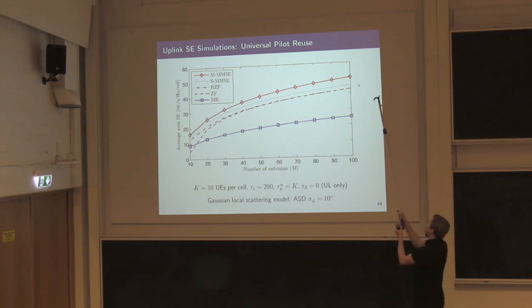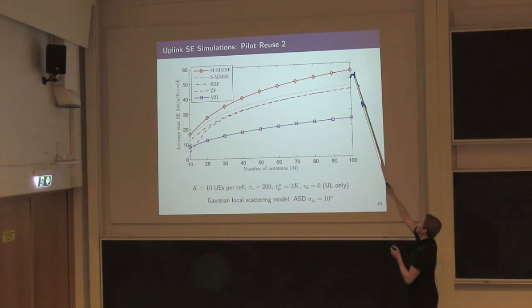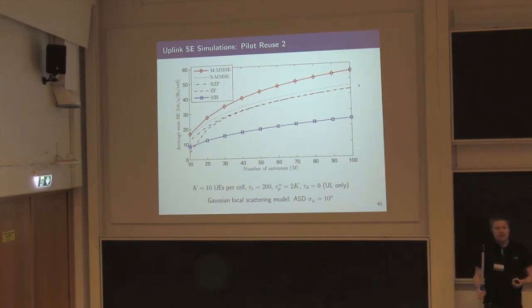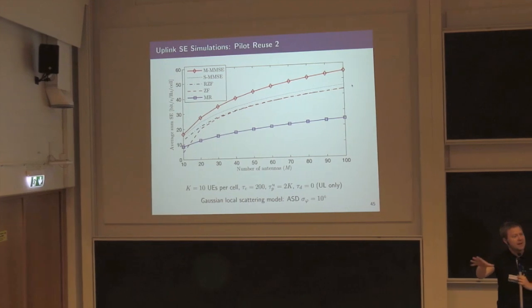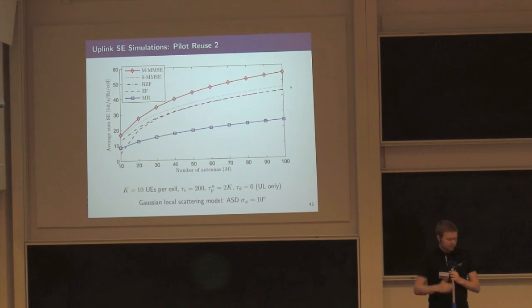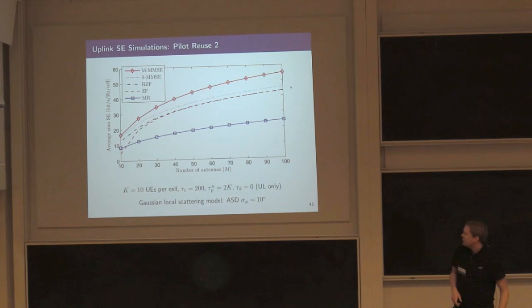What happens now if we add some more pilot reuse? Let's remember this curve, and we increase the reuse factor to 2. We see that all the curves except the maximum ratio curve are moving up. In particular, the multicell MMSE curve is going up. When you have more pilots, you reduce interference towards the users in your own cell when you estimate the channels, but you can also get better estimates of the users in the neighboring cells. That is what the multicell MMSE scheme uses to reduce the interference from those users. For the other ones, the difference is much smaller.